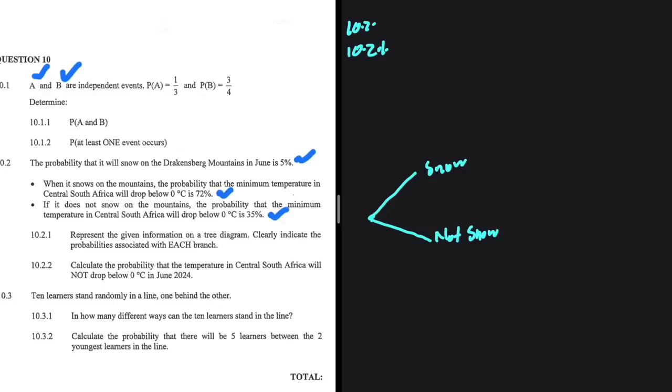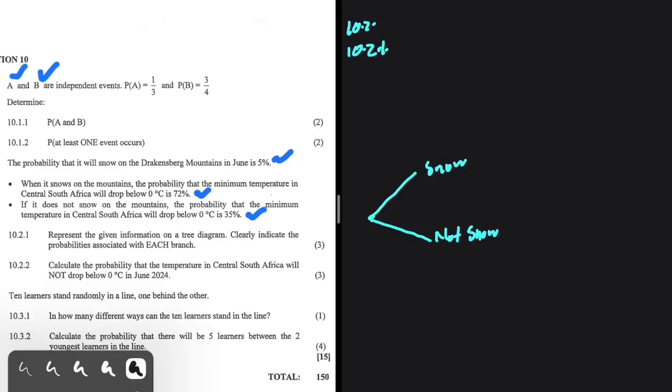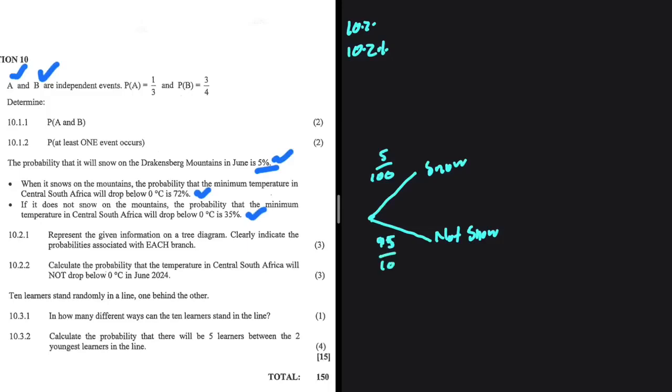So what is the probability that it will snow? Is 5%, right? We are given that. So we have 5 divided by 100. That is the probability that it will snow. If the probability that it will snow is 5 divided by 100, the probability that it will not snow is 95 divided by 100. I hope that makes sense. And then let's carry on.